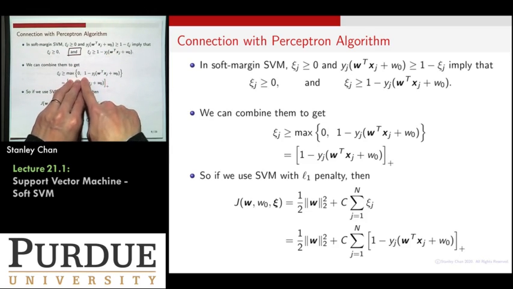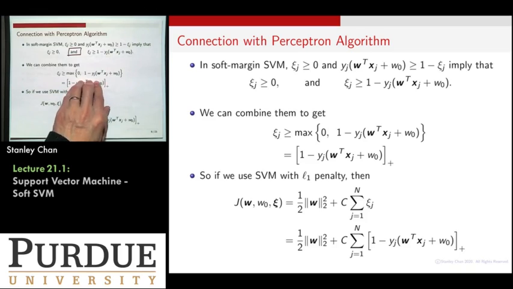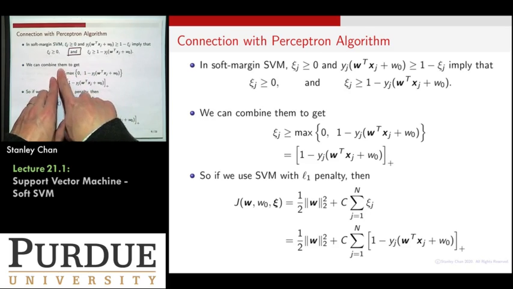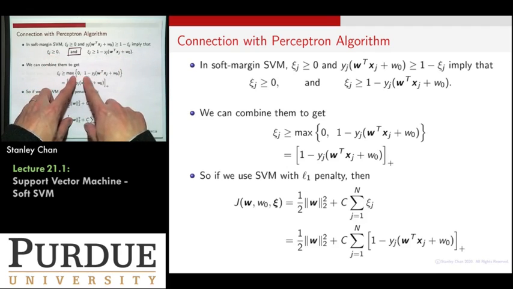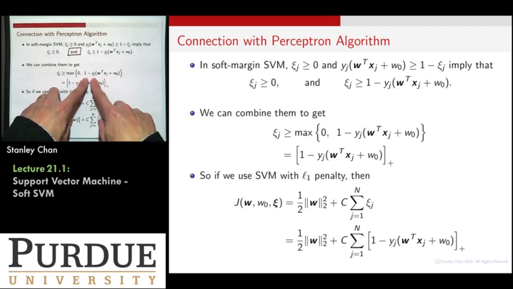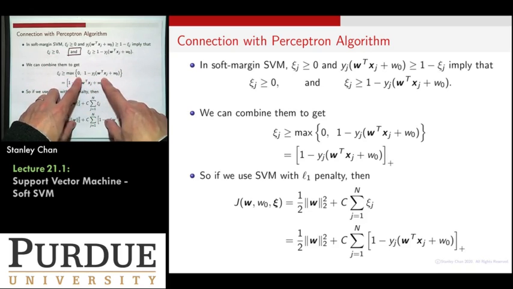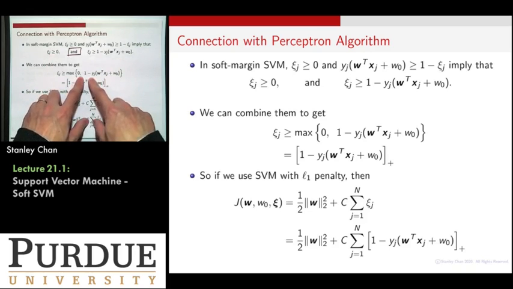Now, what is this? This should look a little bit familiar, right? Because if you recall the perceptron algorithm, you have something similar to this. It's just that you don't have the 1. I'm going to discuss this point in the next slide. But the point is that when you look at the constraint in the soft margin support vector machine case, it looks very, very similar to the perceptron algorithm.